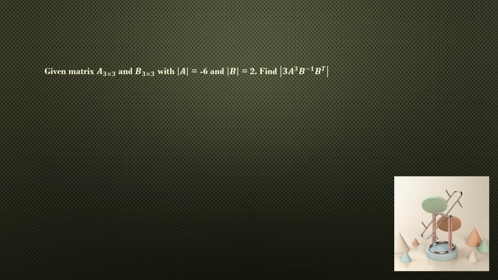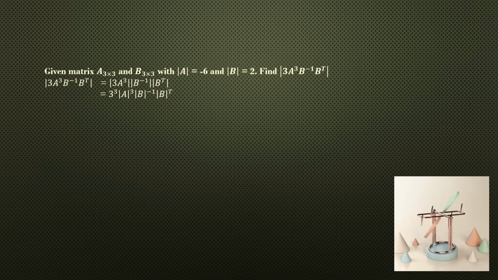Given matrix A 3 by 3 and B also 3 by 3 with determinant A equals to -6 and determinant B equals to 2. Find determinant 3A cubed times B inverse times B transpose. First, we can separate the whole determinants into several parts. Then, take out the value 3. And remember, when scalar is being taken out from determinant, value need to be to the power of n. Since A is a 3 by 3, hence scalar 3 will be to the power of 3.